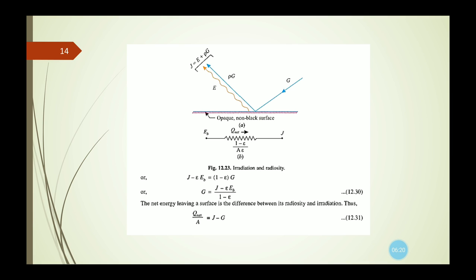Now from the equation of radiosity, we can get the formula of the irradiation G in terms of radiosity and emissivity, that is G equals (J minus epsilon E_b) divided by (1 minus epsilon). That is equation number 12.30, the formula of the irradiation or incident radiation for an opaque and non-black surface. Now the net energy leaving a surface is the difference between its radiosity and irradiation, which can be seen in diagram 12.23. Based on this diagram, the electrical circuit is also prepared here.